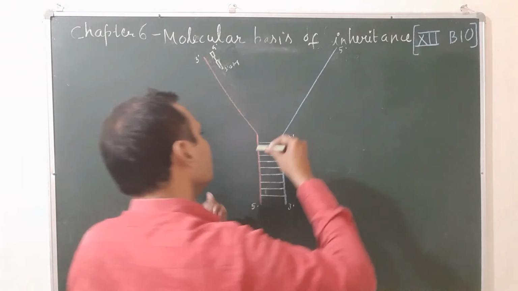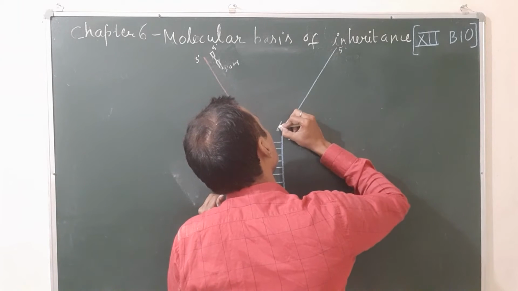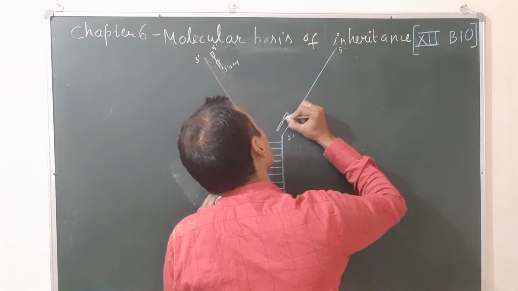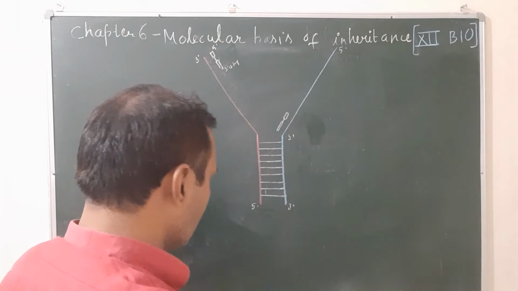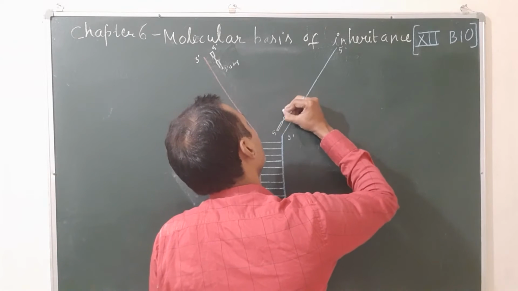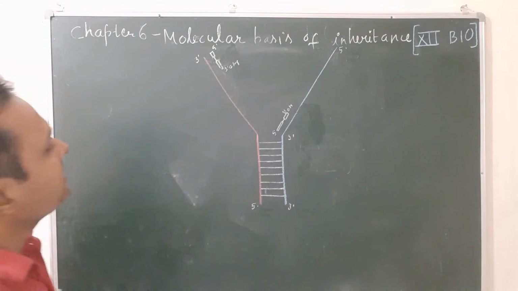In which direction? 5' to 3' direction. That means at the 3' end a new primer is synthesized, a short strand of RNA known as RNA primer, which was already explained in the previous video. This is again 5', this is the 3' OH. Okay, this is step 2.